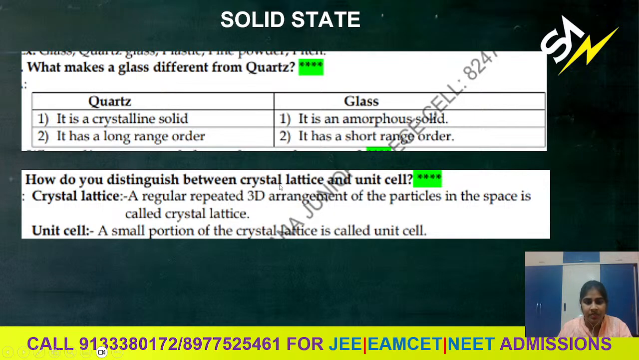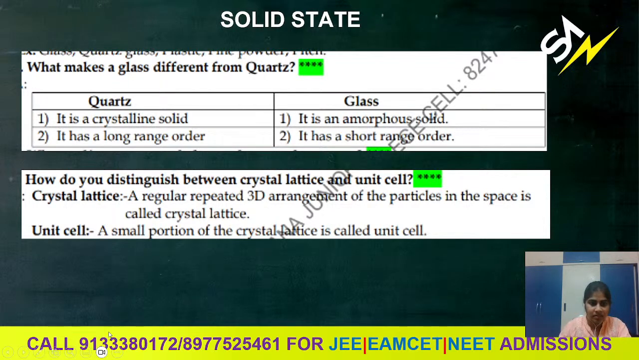And you have one more example question: distinguish between a crystal lattice and a unit cell. So just remember the definitions of crystal lattice and unit cell. Both may carry 1 mark each. So what is crystal lattice? It is a regular repeated 3D arrangement of the particles in space. So this is called crystal lattice. And what is a unit cell? A small portion of the crystal lattice. It is called unit cell.